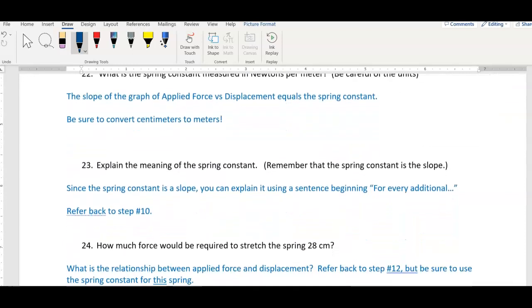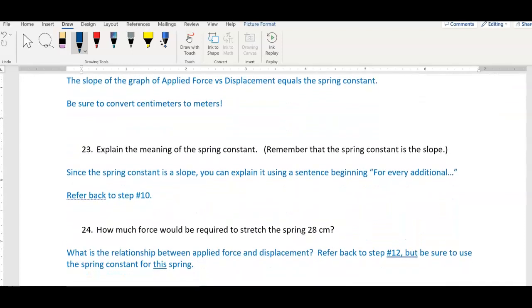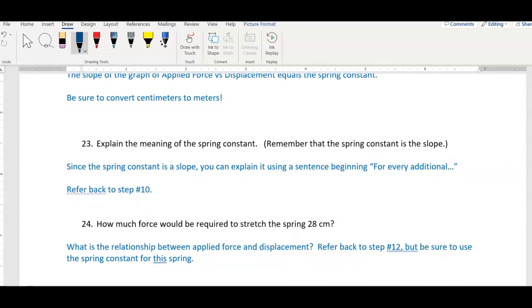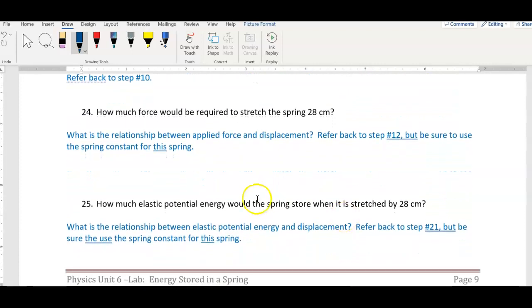Okay? Then explain the spring constant. That's explaining that slope, for every additional. And if you don't remember how to do that, go back to step number 10 to see how to explain that spring constant. Then it wants you to calculate how much force would you have to apply to stretch the spring by 28 centimeters. And so think about what is the equation that relates the applied force to the displacement.